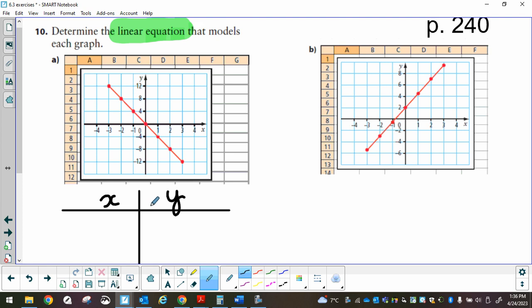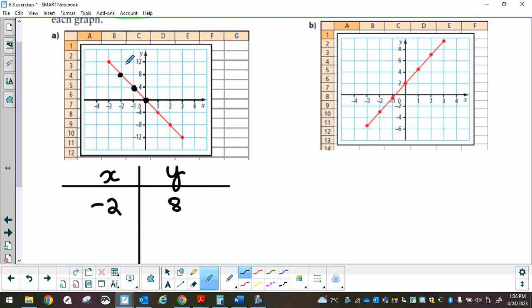Now, the only advice I'm going to offer you is pick at least 3 points and pick them left to right. So maybe I'm going to pick off these 3 points. Write them in left to right. So the coordinates of this point are -2 and 8. Here we have -1 and 4. And we have 0, 0.